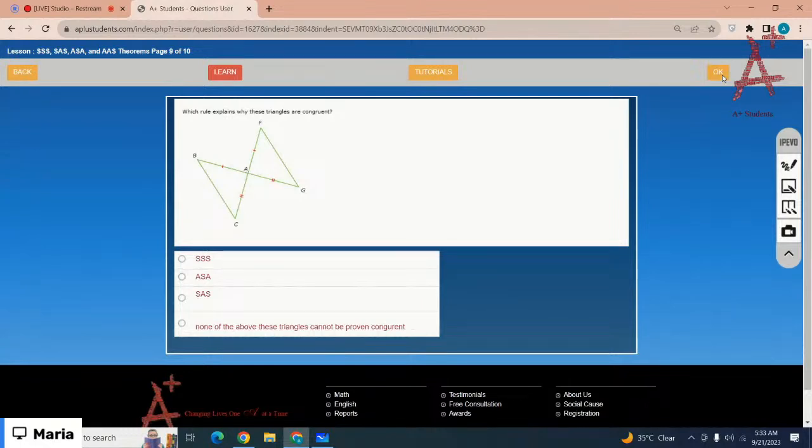Which rule explains why these triangles are congruent? Okay, side AC and AG are congruent. AF and AB are congruent. Two of the sides are congruent, right? That means angle FAG and BAC are congruent because those are the alternate angles, right? So that is between two sides, the angle between the two sides. So it is side, angle, and side.